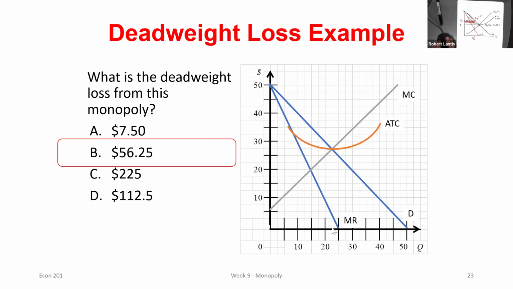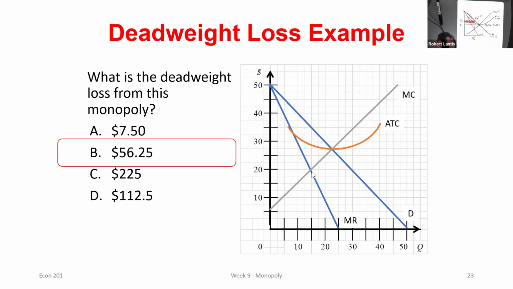That's out here at a quantity of 22, or actually not 22. These would be jumps of 5, so 22.5. What quantity would the monopolist choose where marginal revenue is equal to marginal cost? A quantity of 15. They would then set the price up here on the demand curve at that quantity, so a price of 35. So for every unit in between 15 and 22.5, we're missing out on all of this surplus.